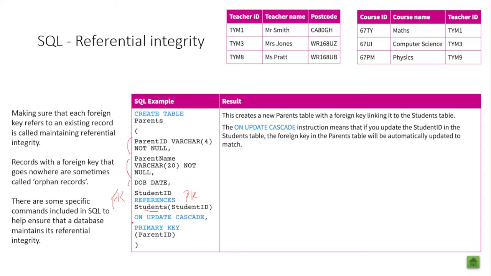Where it says on update cascade, it just means that if you update the student ID anywhere, the foreign key will also update in this table as well. So this is like auto update. Never seen it. Don't know if it'll happen.